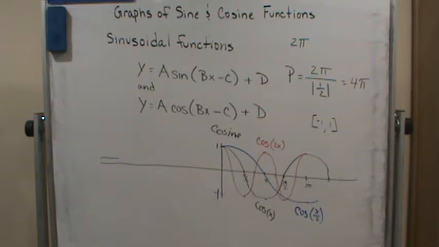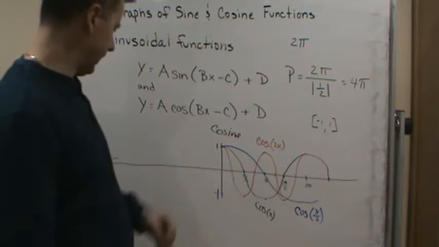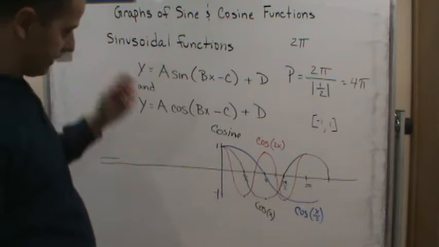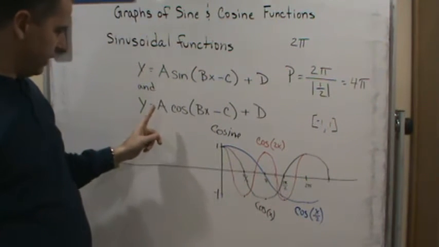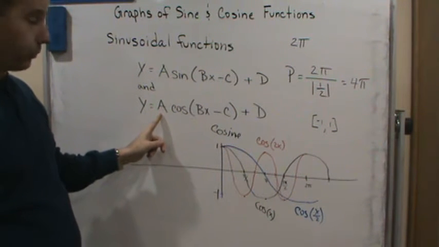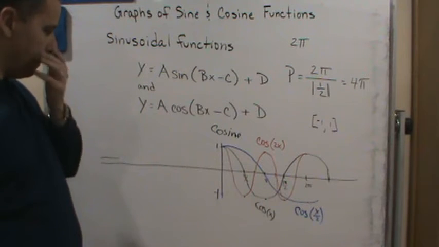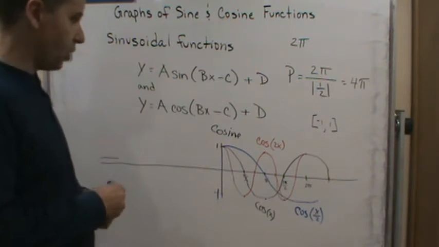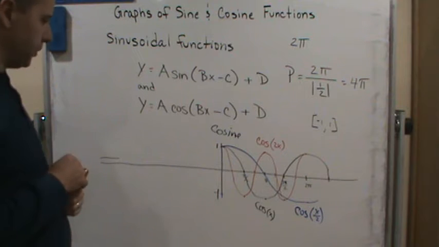So the amplitude is given by this distance, and this distance is a, okay? So a is the amplitude.